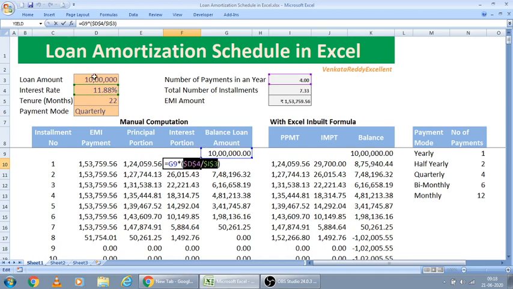See, it is 11.88 divided by the number of payments in a year. So for one installment, what would be the interest rate? We have to multiply that. If you observe, these both are the same. And from the total EMI amount, after reducing this interest, the remaining amount I am reducing to the principal portion, which is equivalent to the PPMT. If we add these two, it will be equal to our EMI amount.